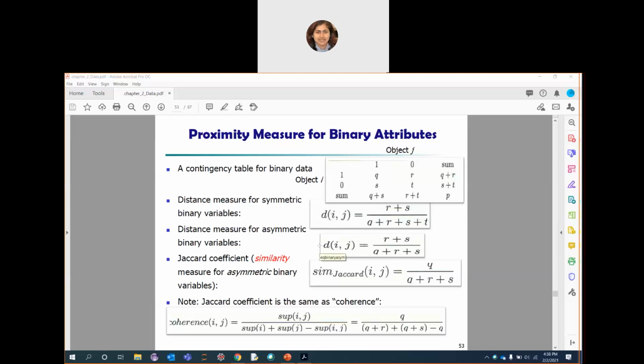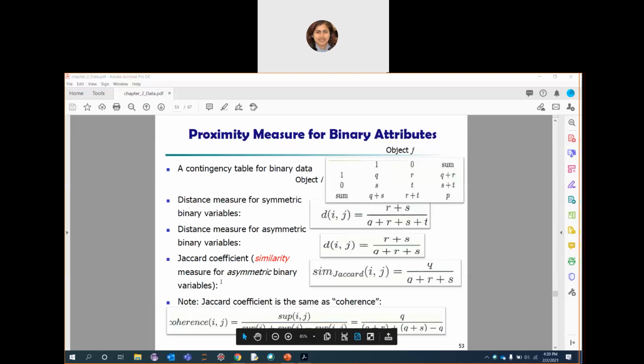Now, if you remember, binary data is again of two types, symmetric, asymmetric, correct? So let's say if you have a symmetric binary variable, in that case, what will happen? Each state is equivalent or of same weightage, equally valuable. So the dissimilarity based on symmetric binary attributes is called symmetric binary dissimilarity. And this is the formula through which you calculate the distance measure of a symmetric binary variable. But let's say if you want to calculate the distance measure for asymmetric, where the states are not equally valuable, so this is the formula for that.